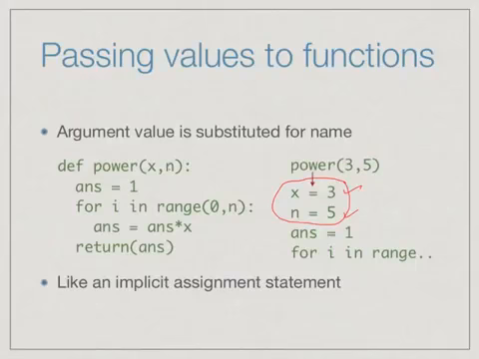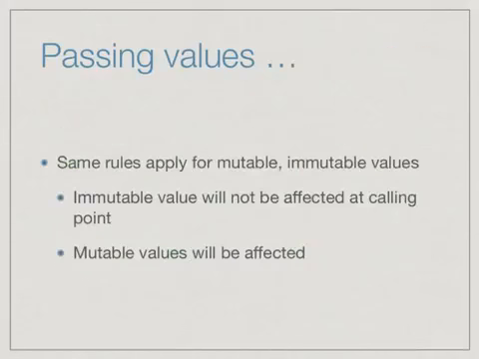And since it is an assignment, this behaves very much like assignment in the regular case. In particular, the same rules apply for mutable and immutable values. Remember, we said that when we write something like x equal to y, if it is immutable, that is, the value in y cannot be changed in place, then we copy the value and we get a fresh copy in x. So the value in x and the value in y are disjoint. This is if it is immutable.